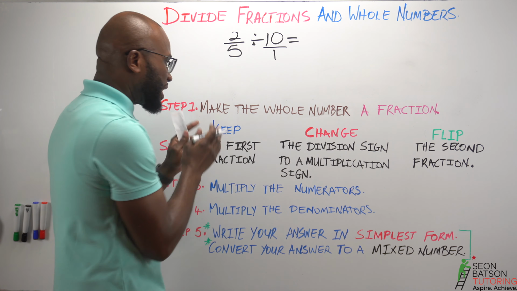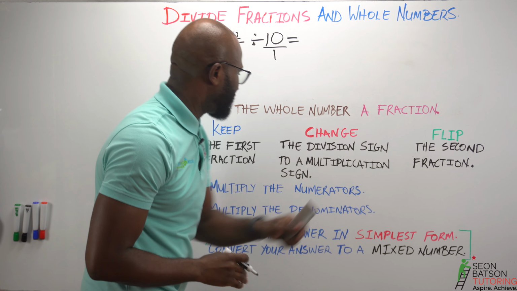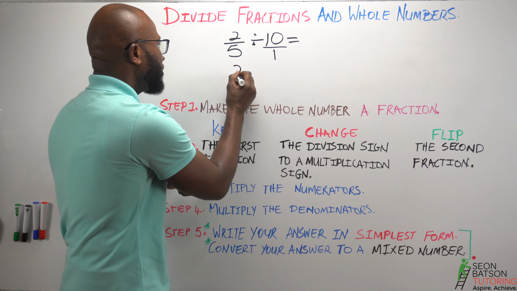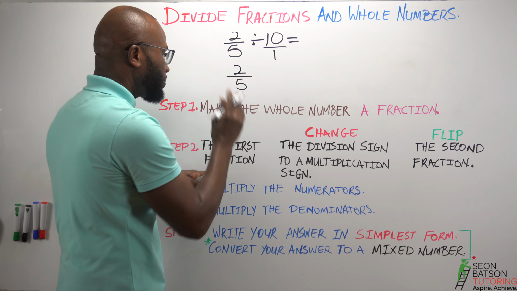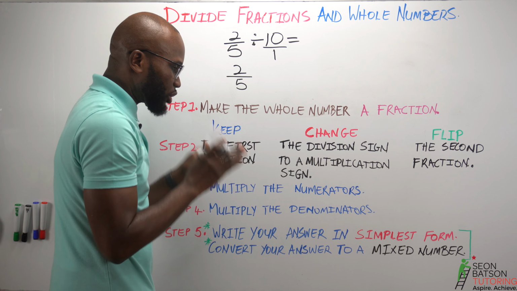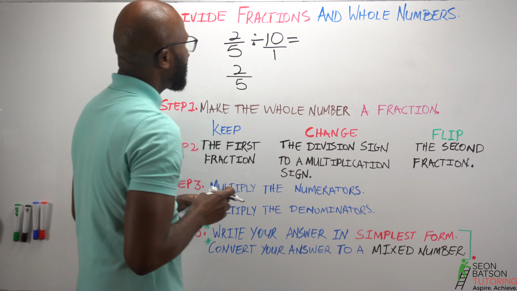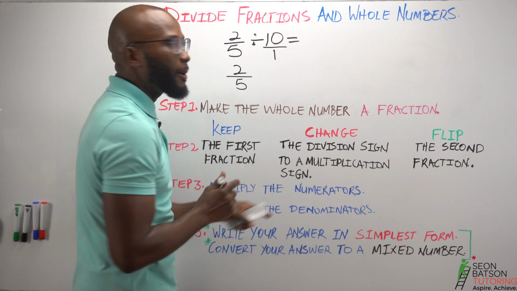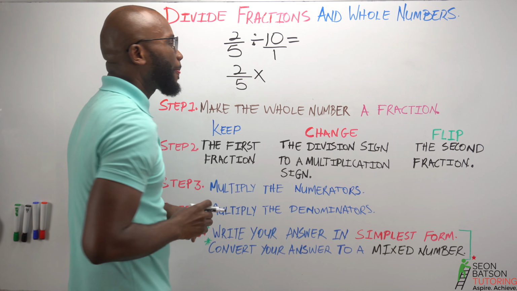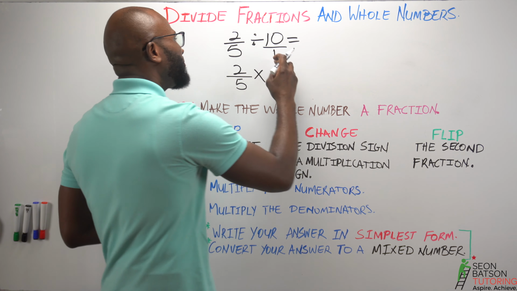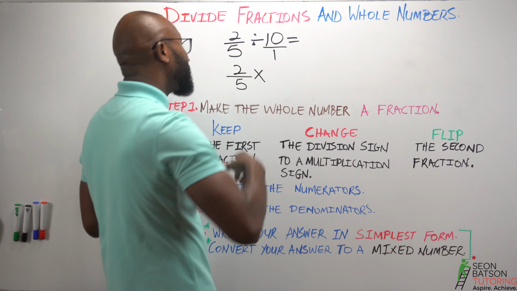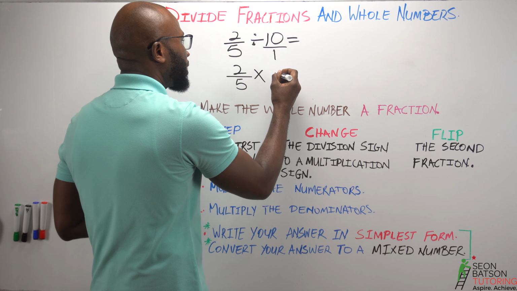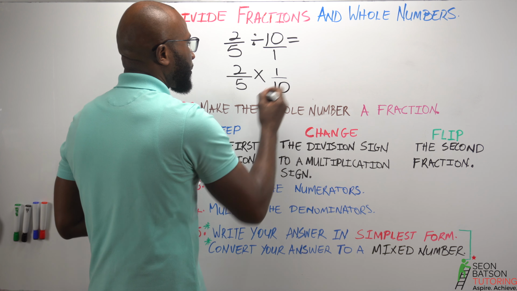Step 2, we are going to keep, change, and flip. We will keep the first fraction. Whenever you're dividing fractions, you always keep the first fraction. The first fraction always stays the same. Then we will change our division sign to a multiplication sign. Then we will flip the second fraction, or find the reciprocal of the second fraction. If we flip 10 over 1, we will get 1 over 10.